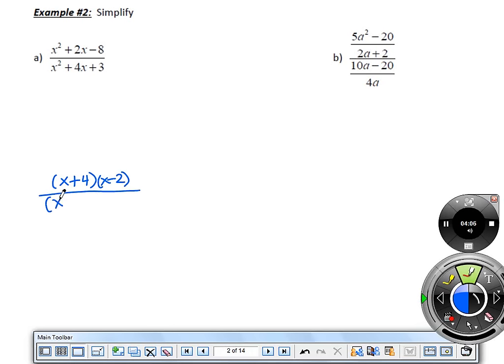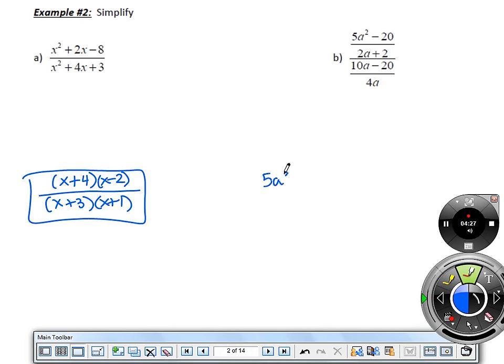And then x plus 3 times x plus 1 is x squared plus 4x plus 3. And nothing there cancels, so I can't simplify it. So the answer is the same as the original. Now, what you see in part B is called a complex fraction, but just take it apart and think about what you're really looking at.